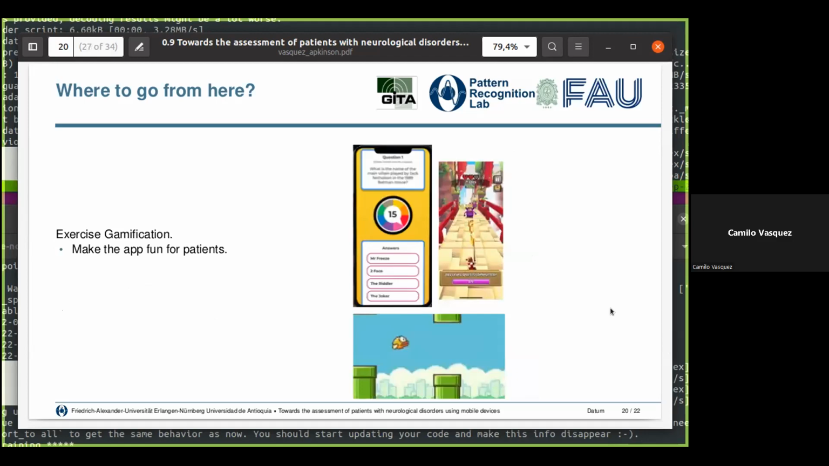Another point that has to be addressed is the exercise gamification, in order to make the app more fun for the patients, in order to motivate them in a better way to use the app every day. Examples of games that can be included are trivia games, or games where a character is moved left or right or up and down, avoiding obstacles, among other games that can be included in the app.